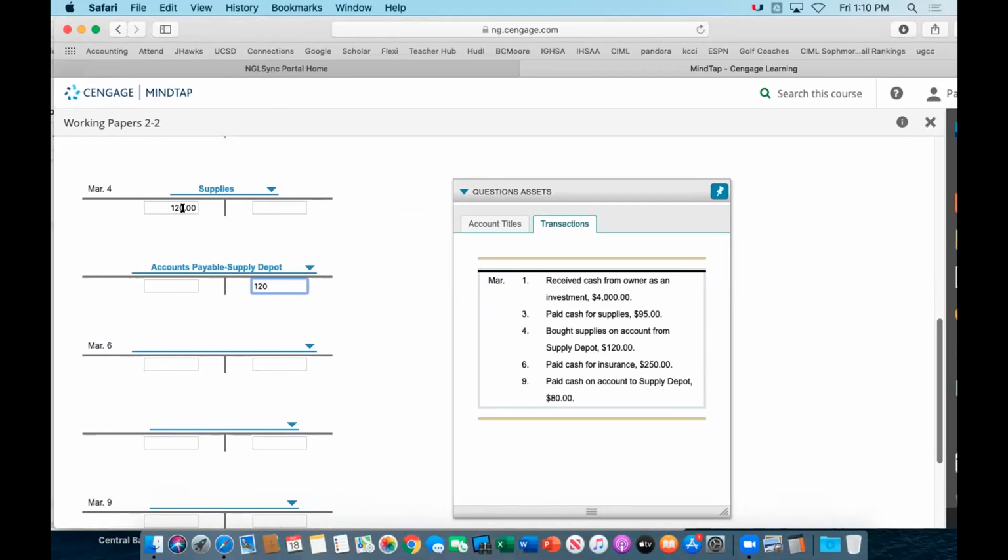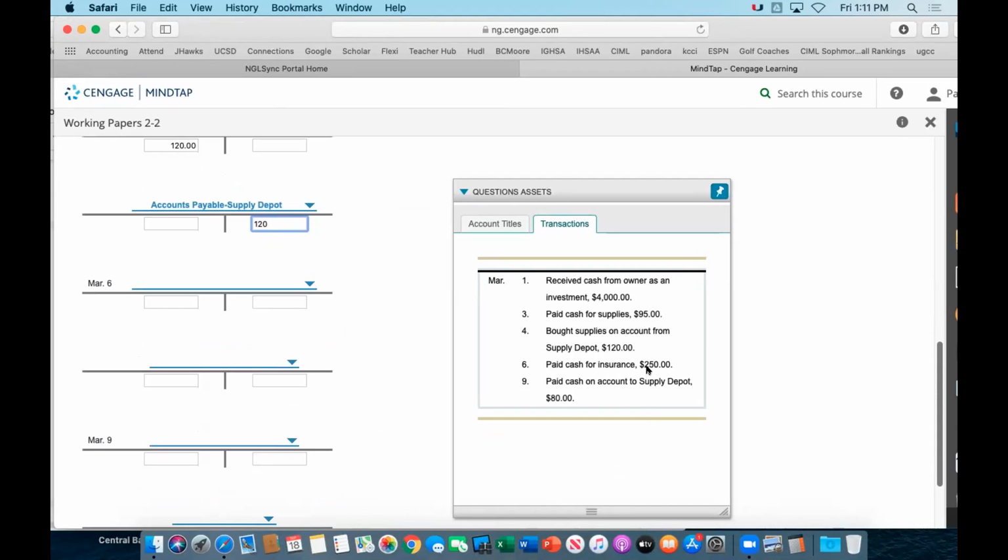We got a bunch of supplies. That was transaction, or March 4th. March 6th says paid cash for insurance. Transaction 3 on your sheet. What two accounts are affected?